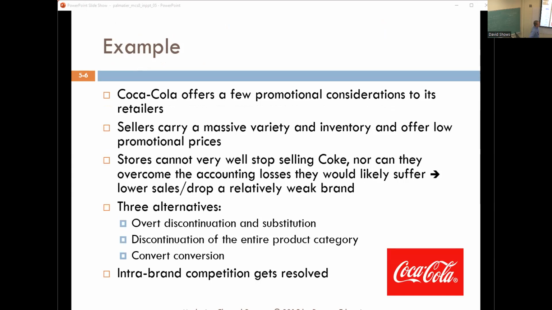Sellers try to carry as many varieties as they can in the inventory, and the difficulty is, quite simply, they can't stop selling it, because the accounting losses that they would suffer would be difficult.